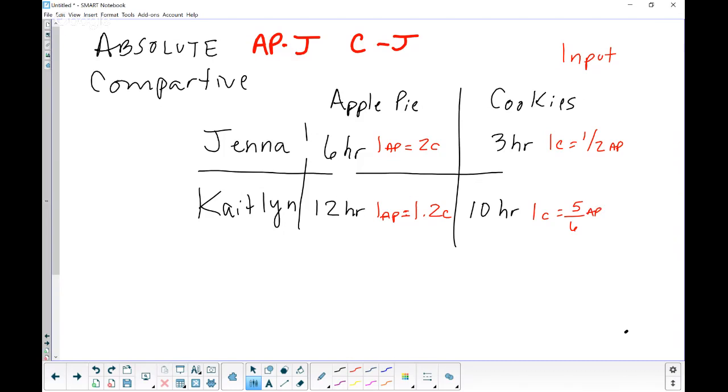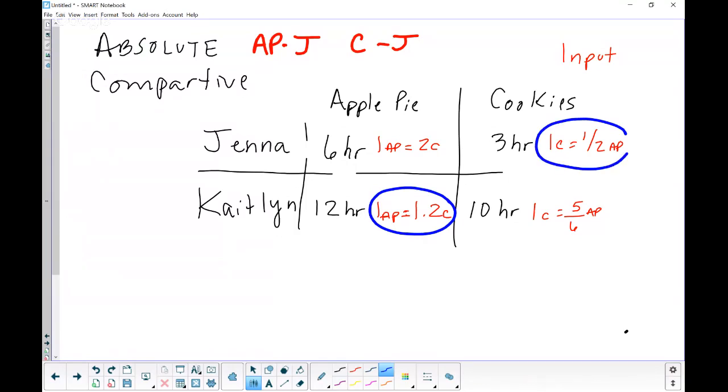So again, when we want to do comparative advantage here, we want to be able to identify who has the lowest opportunity cost in producing apple pies. Well, Caitlin has to give up 1.2 cookies, whereas Jenna has to give up 2 cookies. So the opportunity cost is lower here. So Caitlin will produce the apple pies. And then over here, 1/2 versus 5/6. Clearly, Jenna is going to be lower here.